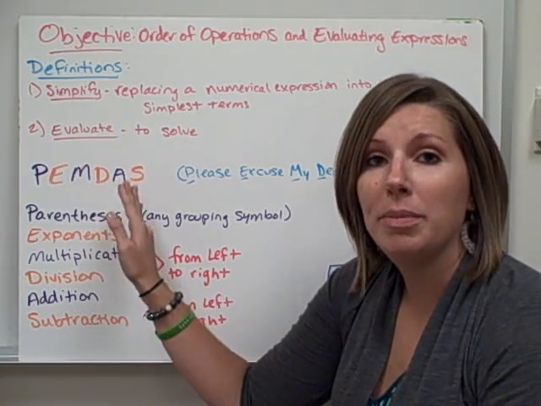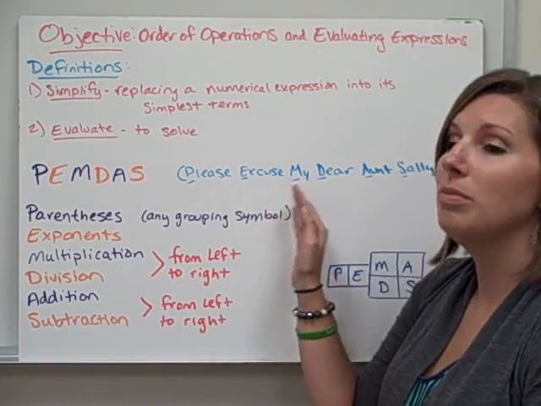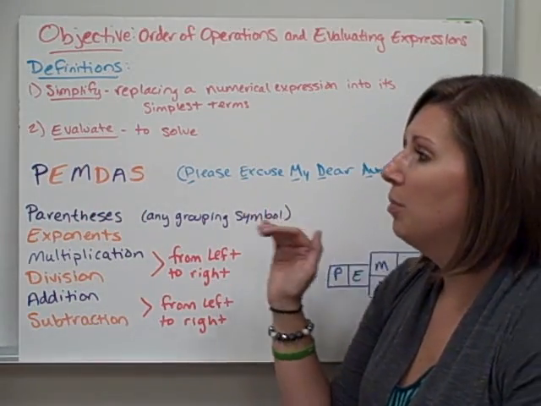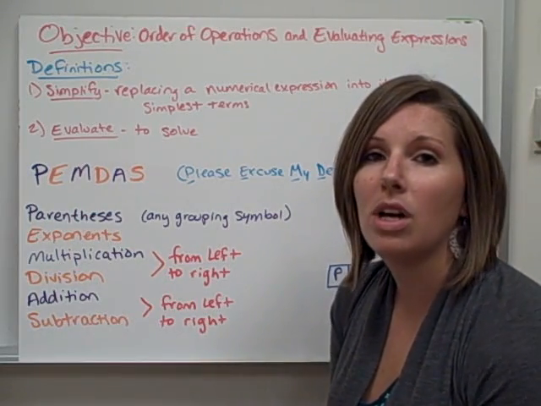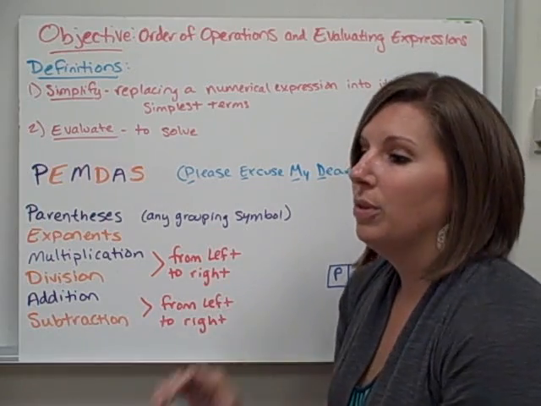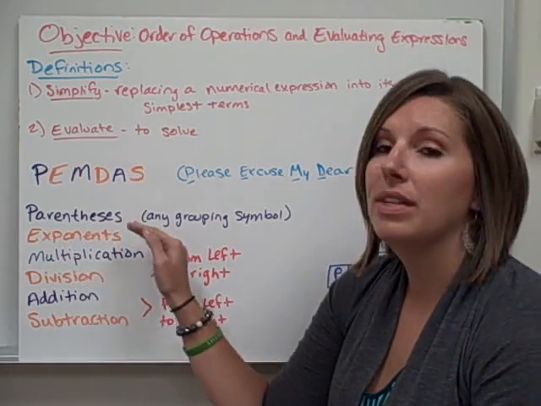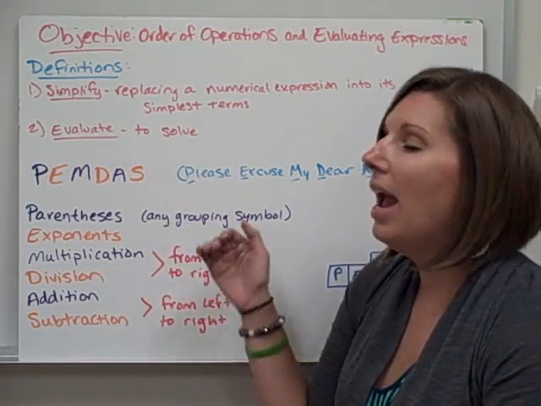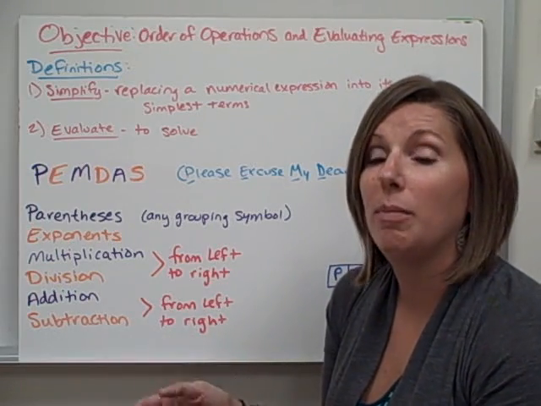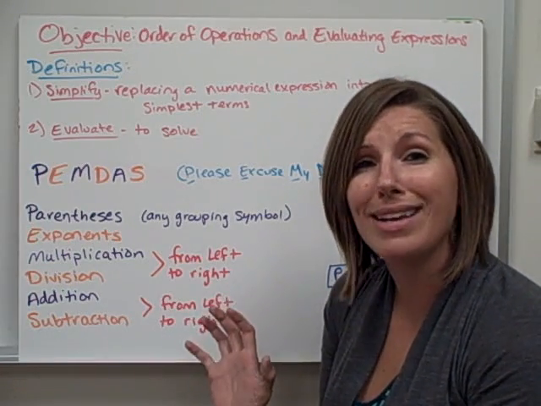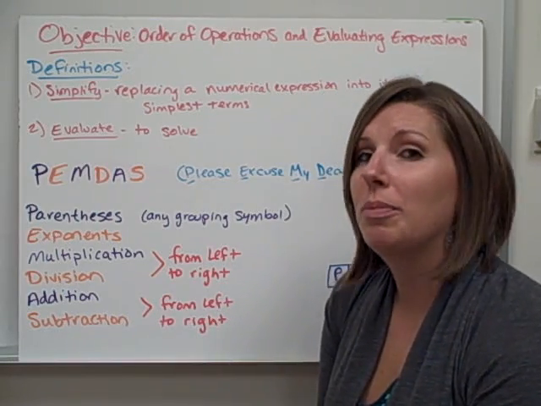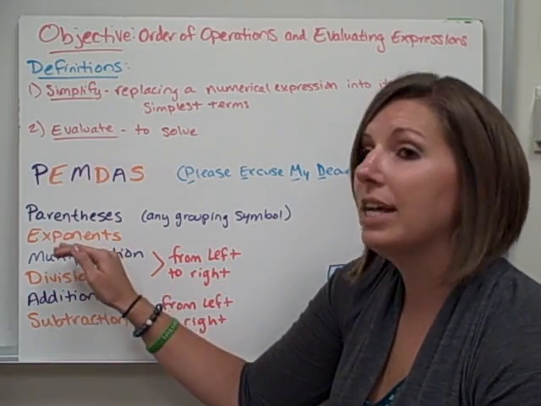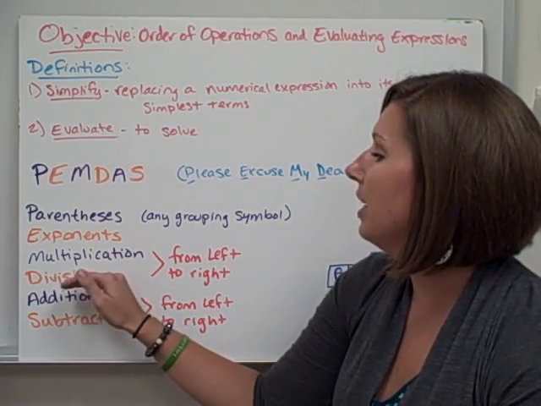Many of you remember PEMDAS, or Please Excuse My Dear Aunt Sally, from elementary school, but now we're going to really talk about why we're doing what we're doing. So we've got the parentheses first, which is any grouping symbol that you see. It might be parentheses, it might be brackets, and later down the road, even fraction bars will be a type of grouping symbol. And then we've got our exponents, multiplication, and division.